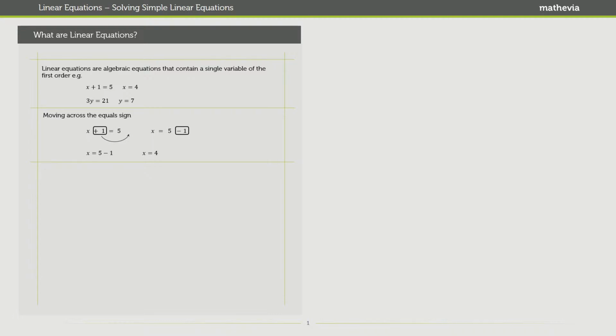The other thing you need to know about is dividing both sides. You divide both sides when you have a multiplier.